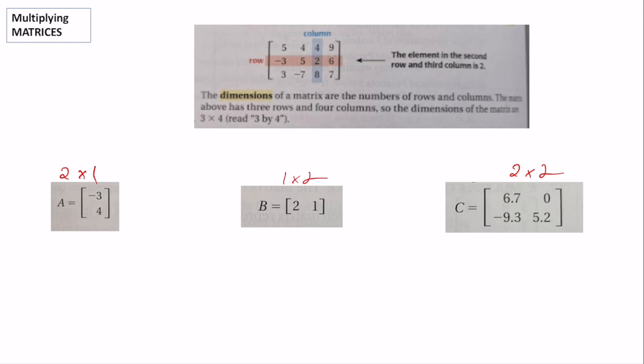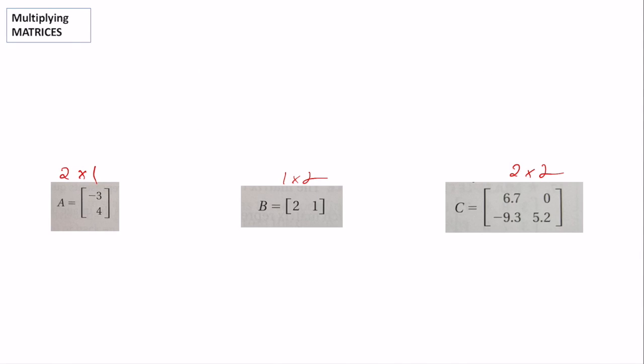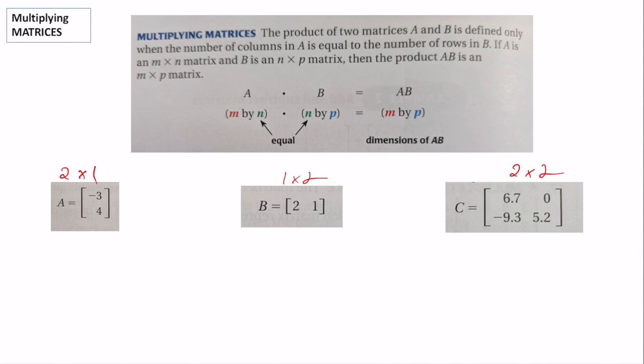The reason that's important is because you're going to see there's only certain matrices that we can multiply together. So we'll talk about the rule quickly, and then on the next slide in our first example, we'll start to see why this rule applies. If you want to multiply matrices, you can only do it if the number of columns in A is the same as the number of rows in B. And you can see that here.